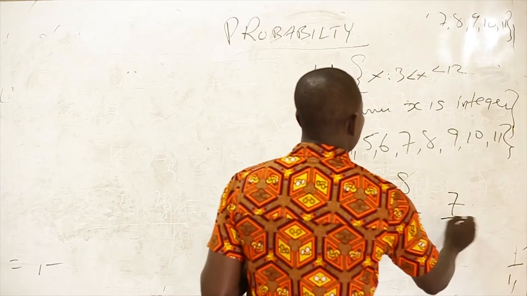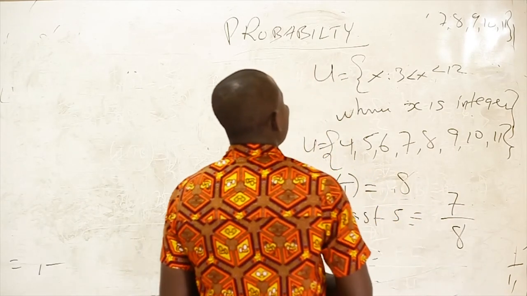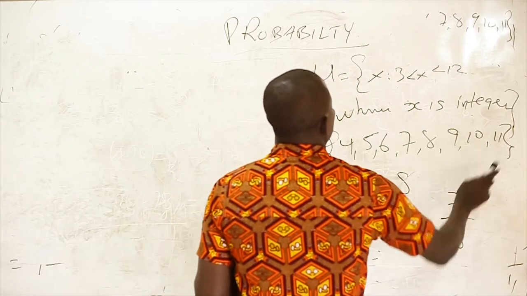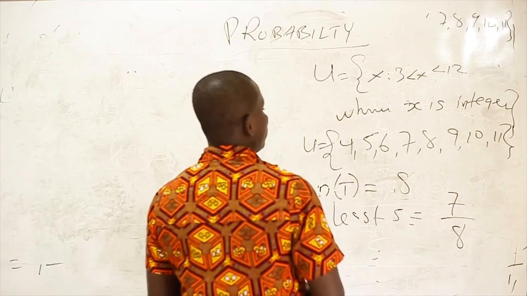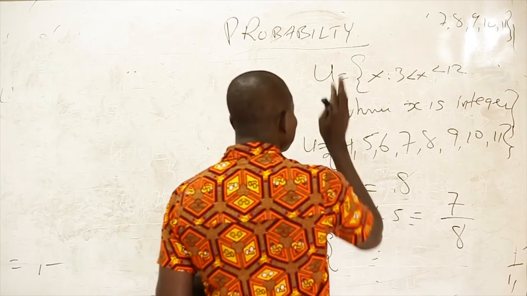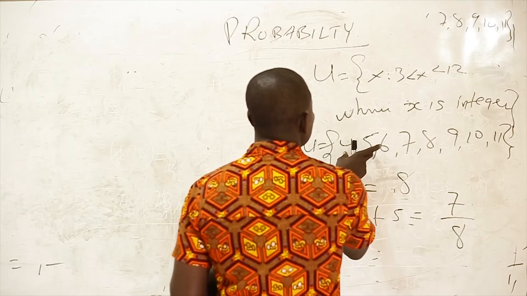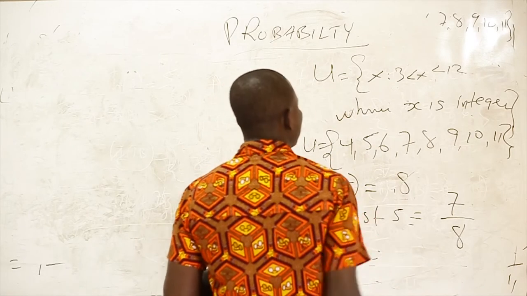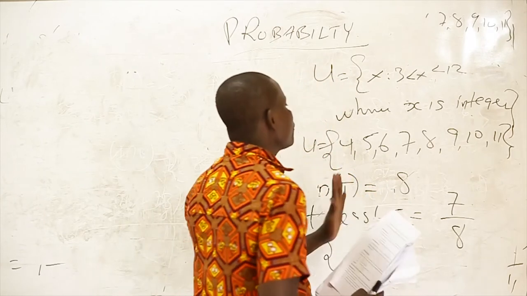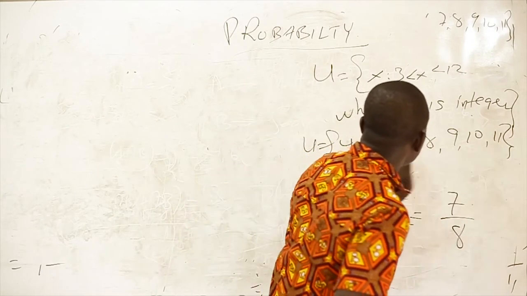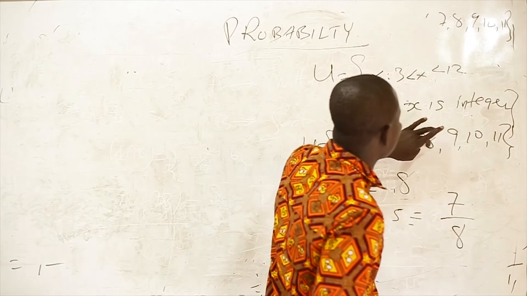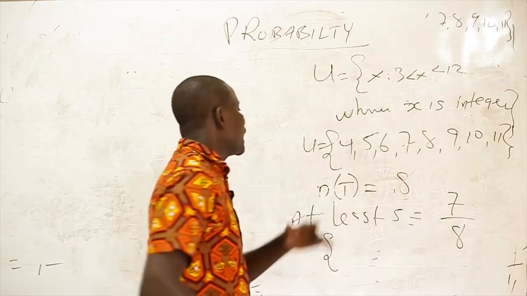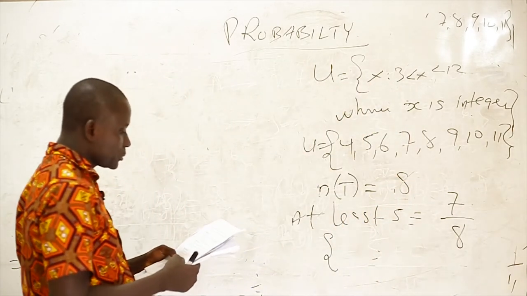Will be 7 over 8. That's all. But the least is 5, so 1, 2, 3, 4, 5. If you were to say at most 5, the highest is 5, it would have been 4 and 5, and that would be 2, so it would be 2 over the total. But at least 5 means the numbers here, total of numbers here, 1, 2, 3, 4, 5, 6, 7, over the total, 8. That's what we got.